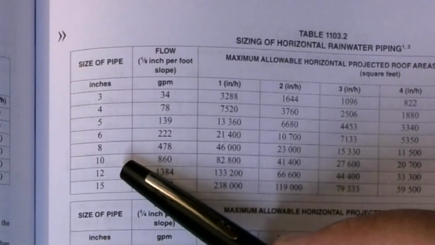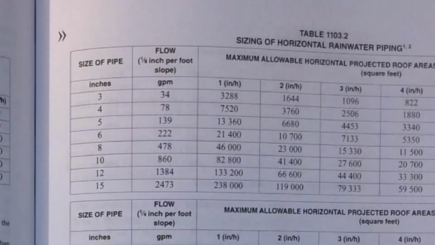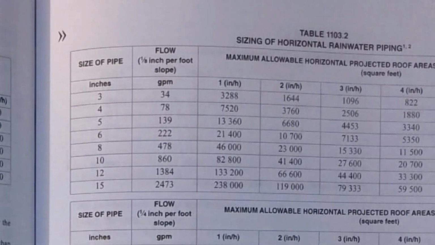That's it. So the hardest part is calculating your square footage and converting it into the area's gallons per minute based on the area that you're serving. So yeah, that's pretty much it. That's all of chapter 11.